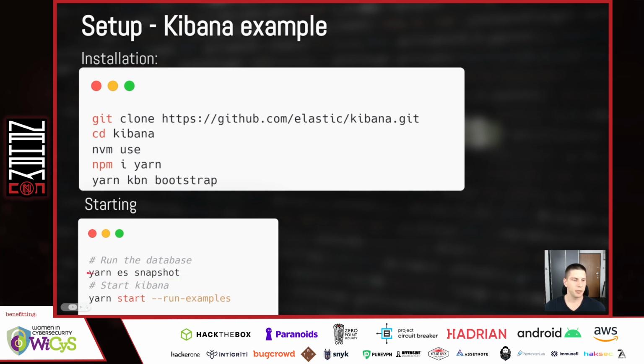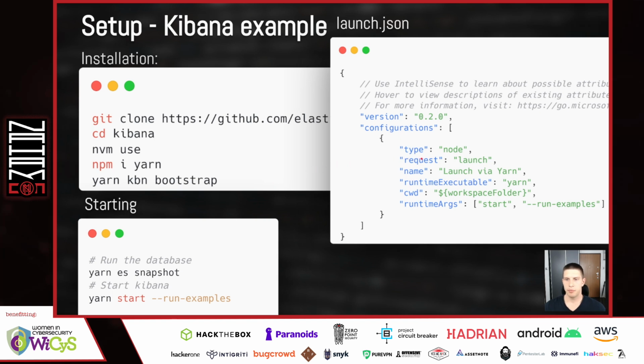And then to start the application, I have to first start the database. So this is the command to do this, Elasticsearch database. And then starting Kibana itself is this command, yarn start run examples. And let's see how this translates to the launch.json file that I showed you earlier for the Python file.